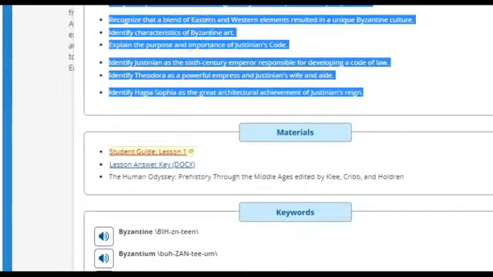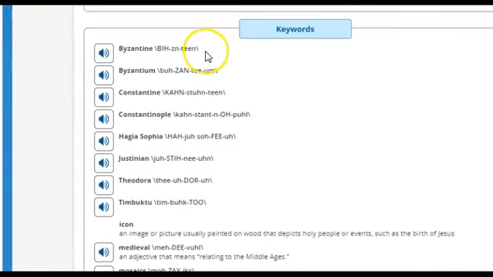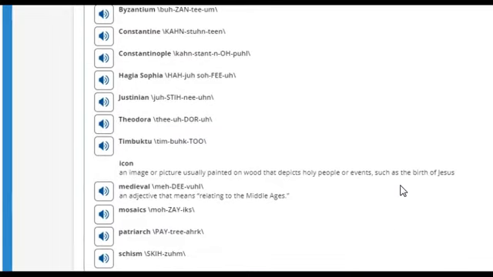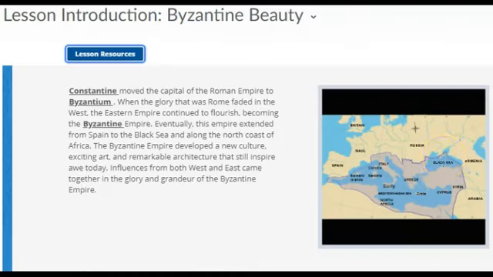Don't forget your student guide. This is going to walk us through the lesson. And also we have our keywords and pronunciations, several pronunciations, but then also a couple of keywords here, such as medieval, which is an adjective that means relating to the Middle Ages. An icon, an image or picture usually painted on wood that depicts holy people or events such as the birth of Jesus. All right, I'm going to go ahead and go back to our lesson introduction.